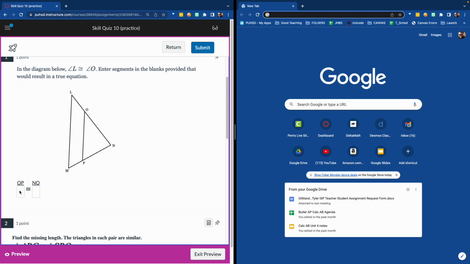What we need to do in these boxes is type in the corresponding segments that go with the given ones. The first one says OP, and the corresponding segment to go with that would be LM. So I'm going to type in LM here. Then for the second one, where it says NO, I need to type in the corresponding segment. That'd be NL.